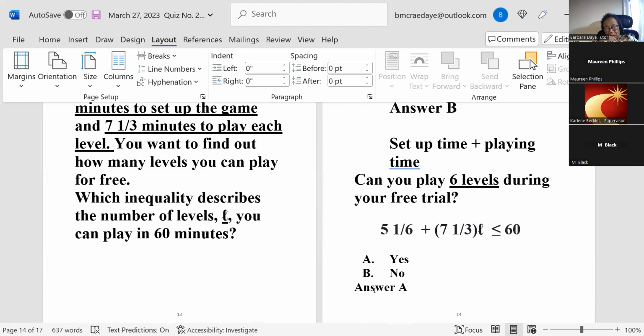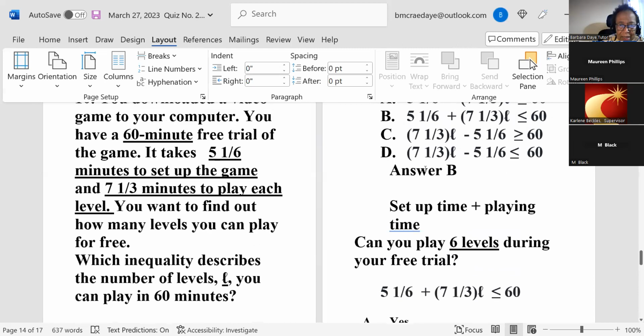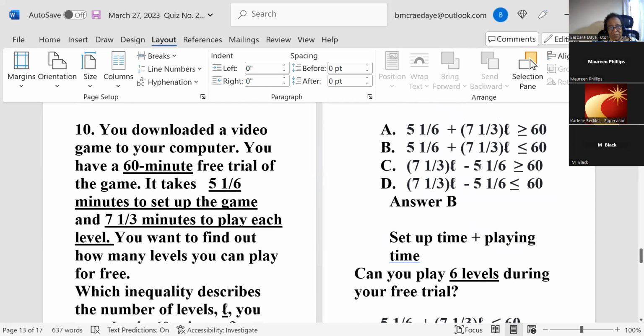Yeah. So how did you come up with no then? You said no, you can't play 6. I misunderstood what you told me. Yeah, you first have to find the inequality. And like I say, the inequality is the combination of setup plus playing time times the number of levels. So playing time times the number of levels, and that's what that B is.